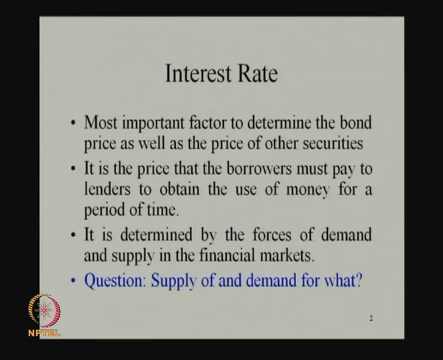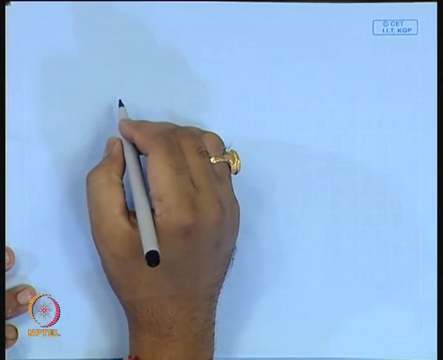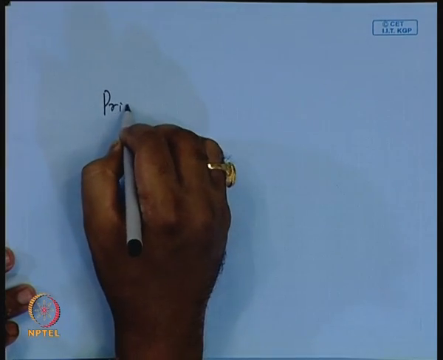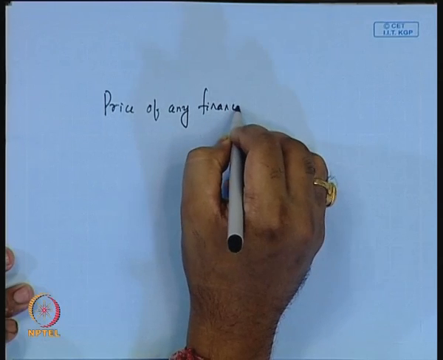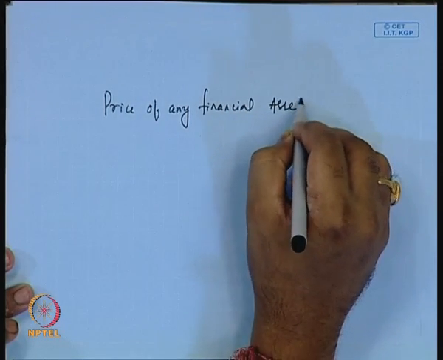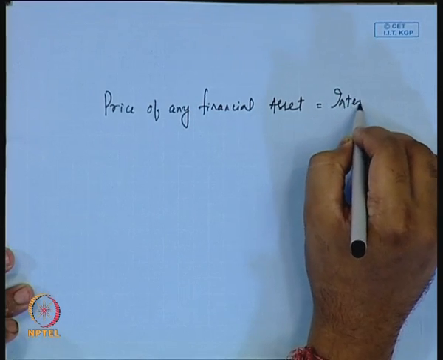So, as I already told you, interest rate is the most important factor to determine the bond price as well as the price of other securities, because in the financial market, the pricing is nothing but the interest rate. That means, whenever we refer to the pricing of any asset, the price of any financial asset is basically the interest rate.